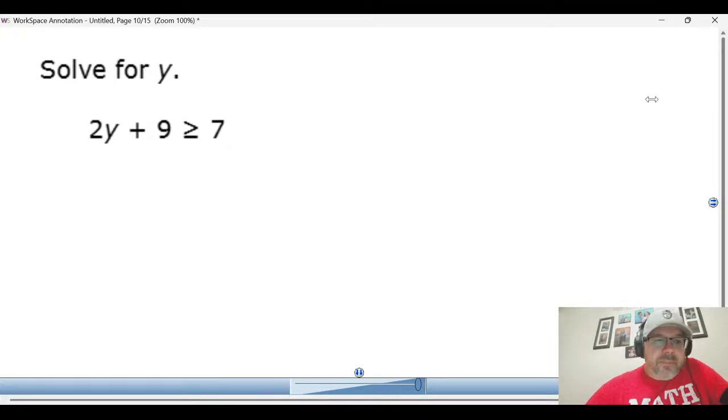Here we go. So first we got a 2-step inequality. So we're going to solve these just like equations, just with 2 steps. Most of them are going to be pretty simple. There's a couple things we got to watch out for, but here we go.